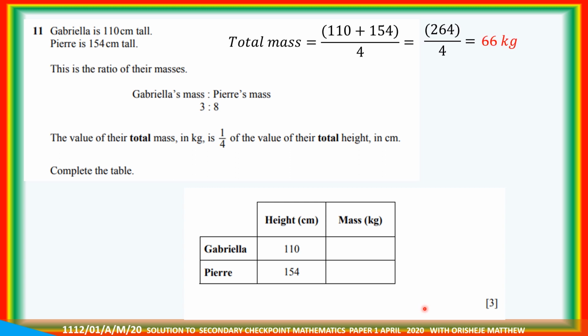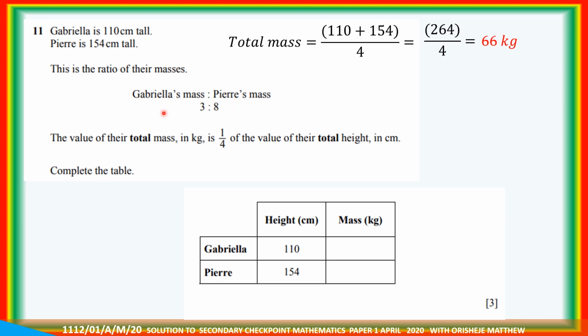Okay, so now you will share their masses to know each of their masses. So you find the ratio of Gabriella's mass. Gabriella's mass is going to be 3 out of 11. So we have the total ratio, because here you have the ratio of Gabriella to that of Pierre is 3 to 8. So what is the total ratio? That will be 3 plus 8, which gives me 11. So what fraction of the mass is that for Gabriella? That will be 3 over 11. What is the fraction of Pierre's mass? That will be 8 over 11.